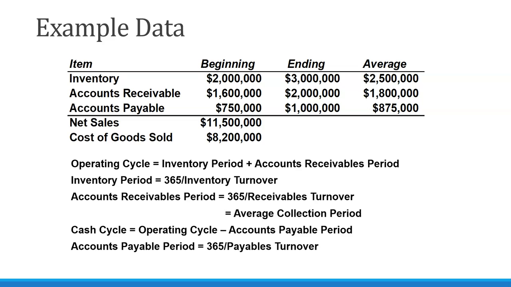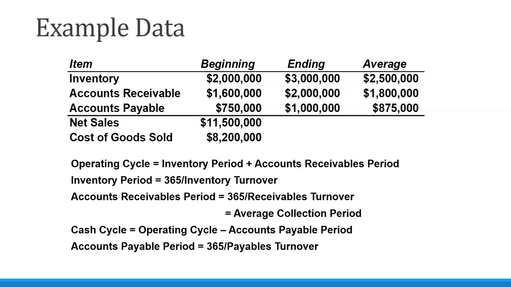We're going to look at an example here. We have information from a balance sheet and an income statement. We have information about inventory, accounts receivable, and accounts payable. We also have the net sales and the cost of goods sold off of the income statement. It doesn't say anything about some of the sales being received in cash and some on credit, so we would assume that 100% of sales are on credit.